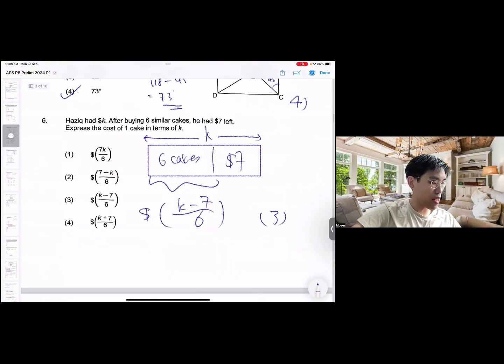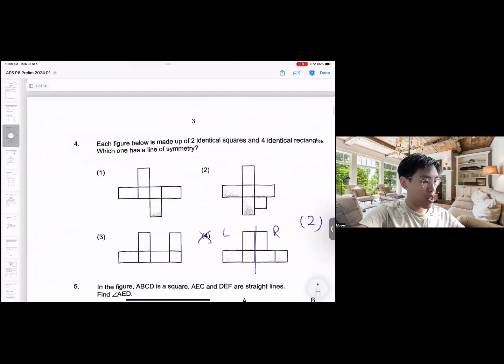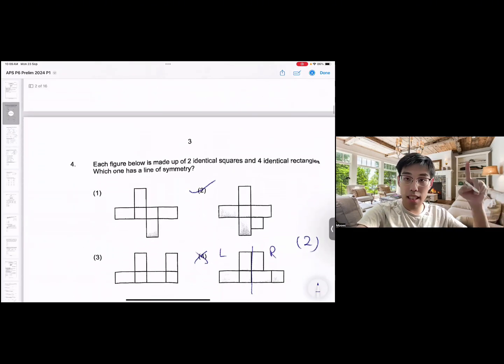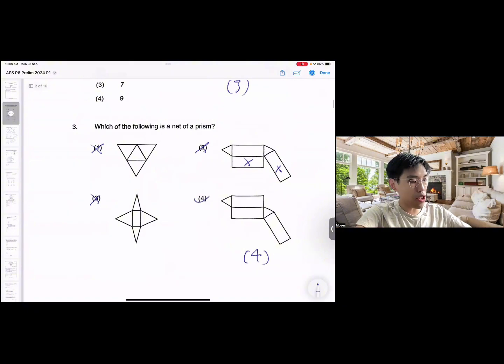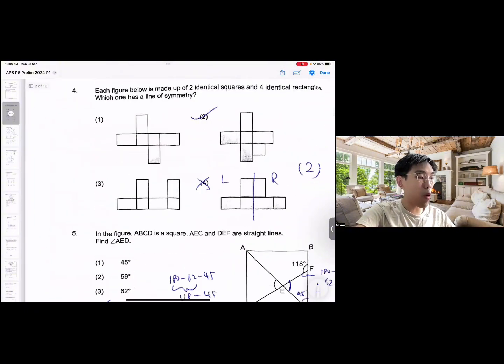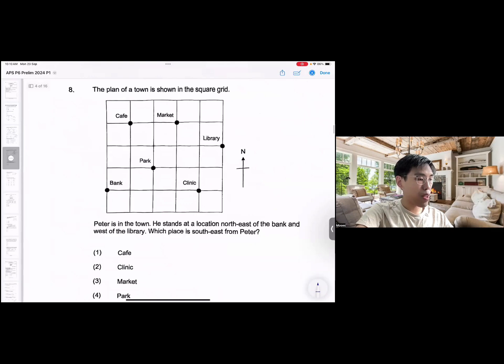Okay, let me go and take out the other answers first. Do you all prefer me to take them out, or do you all prefer me to write down the answer in brackets? Let me know in the comment section as well. Today I'll just do both.